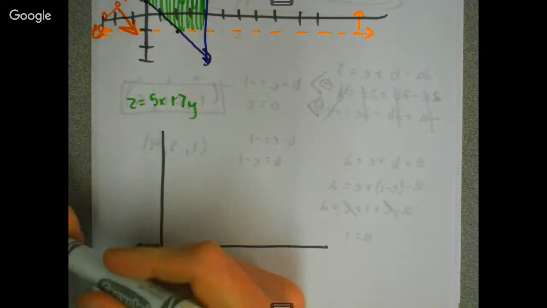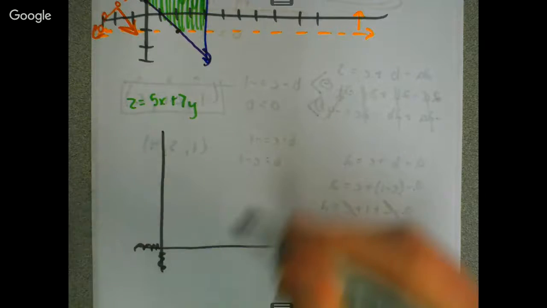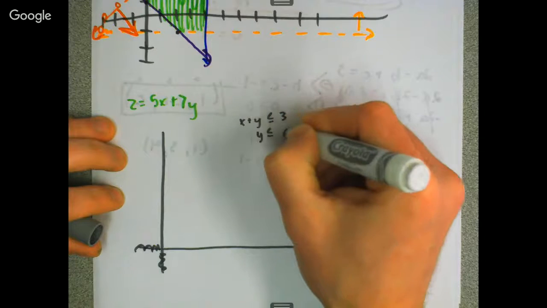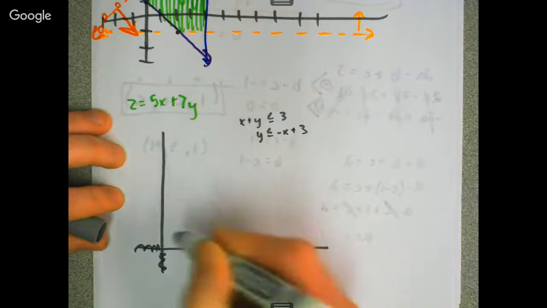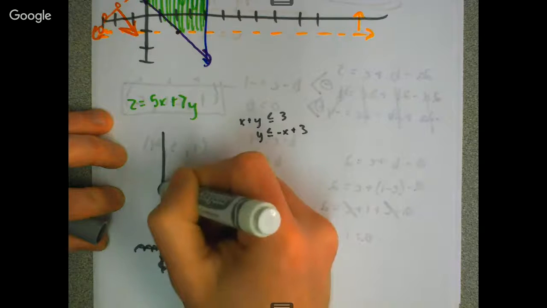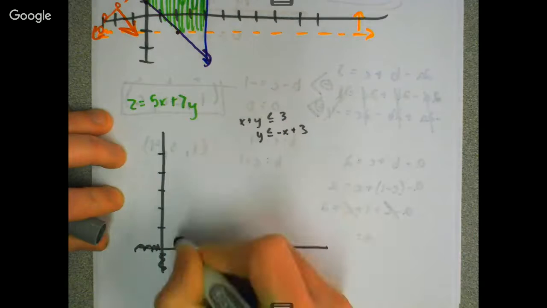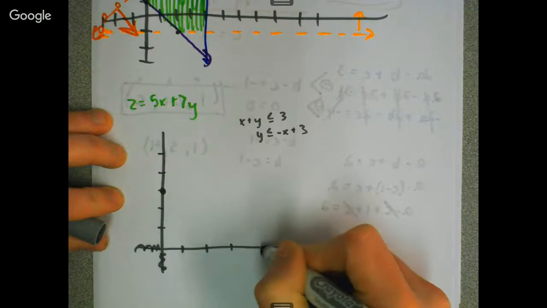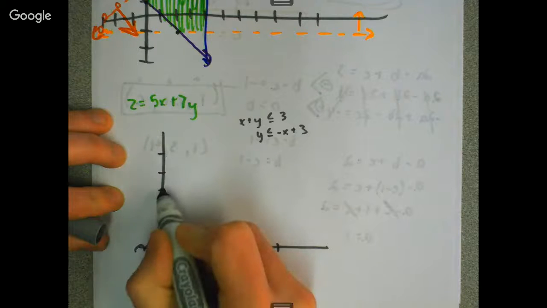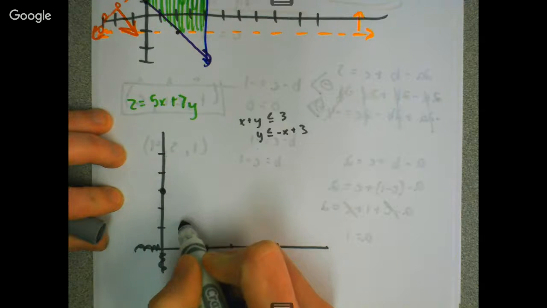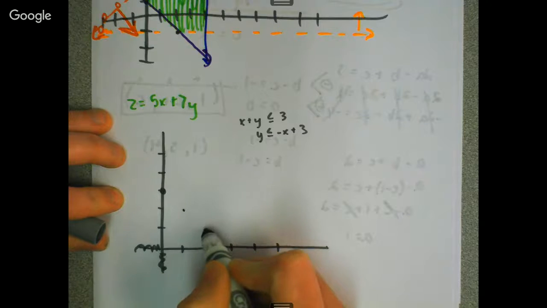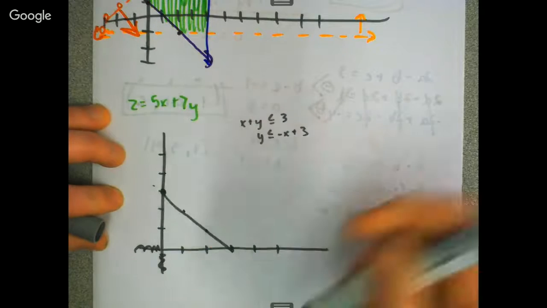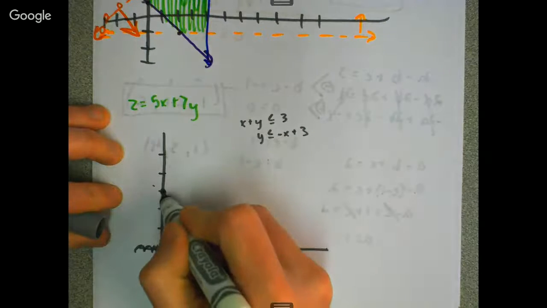Okay, and then we have x, y. So we've got x plus y is less than or equal to 3. So that's y is less than or equal to negative x plus 3. So that's 1, 2, 3, 4, 5. So we're at 3. We're going to go down 1, right 1. Down 1, right 1. Down 1, right 1. Down 1, right 1. And I'm stopping here because I only want in that quadrant. And y is less, so we'll shade this direction.